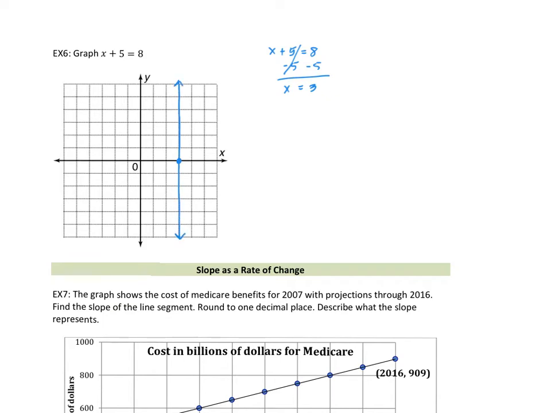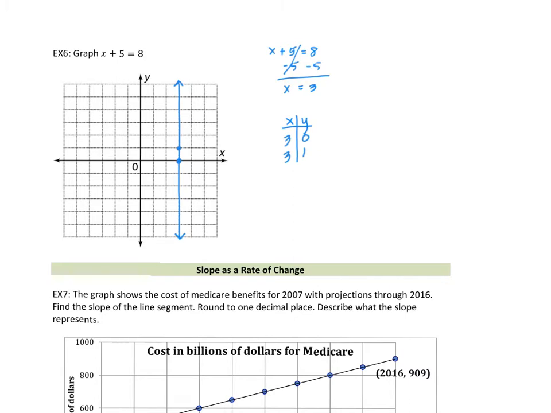Again, if you don't remember that it's a vertical line, what you could do is make a table of values. So x is equal to 3. It doesn't matter what y is. If y is 0, x is 3. If y is 1, x is 3, and so on. So let's see, (3, 0), yes, (3, 1), vertical line.